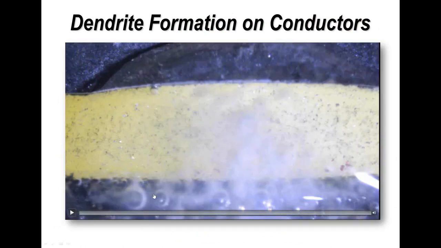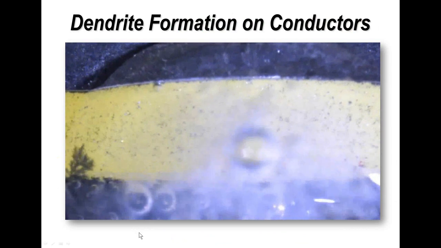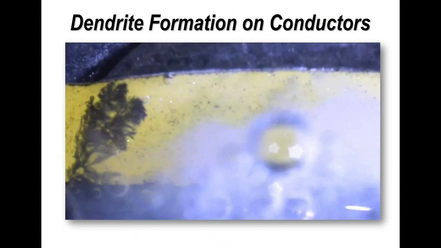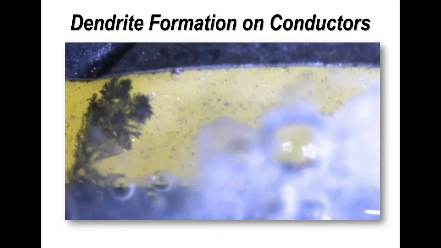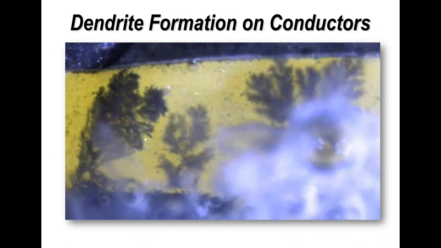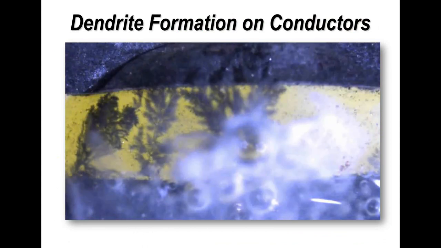Now, again, if you haven't seen that, this is one of my video clips which just shows dendrites forming. Now, this is an exaggeration because I've got a lot more moisture on the surface of the board, but this is the type of fern-like structure you can see forming on a printed circuit board.